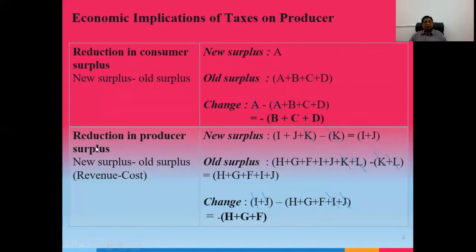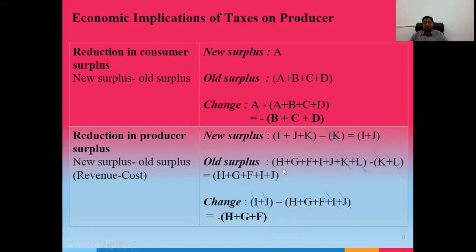Then again, the reduction in producer surplus: new surplus and old surplus. When you subtract cost or variable cost from the revenue, you get producer surplus. For the new surplus, total revenue is I, J, K. You have to subtract variable cost K. Then you will get I plus J, that is the new surplus.